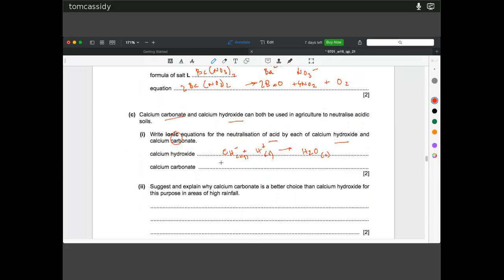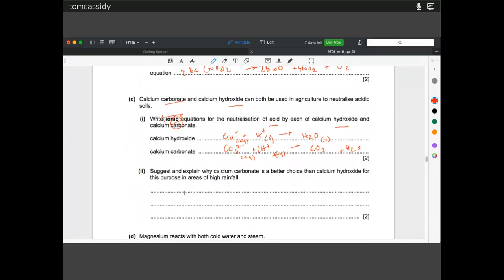Similar kind of thing for calcium carbonate. The anion of interest is the carbonate anion, and we're reacting that with acid again. Put our state symbols in, and this is GCSE knowledge. When you react a carbonate with an acid, you end up with a salt. We're not drawing that in because we're just doing the ionic equation. You end up with carbon dioxide and water. And to balance that up, we need 2 of those. So we've got the ionic equations there.